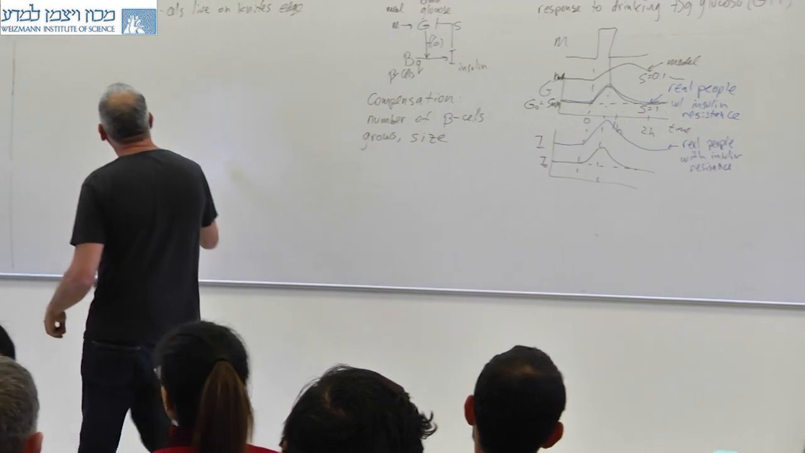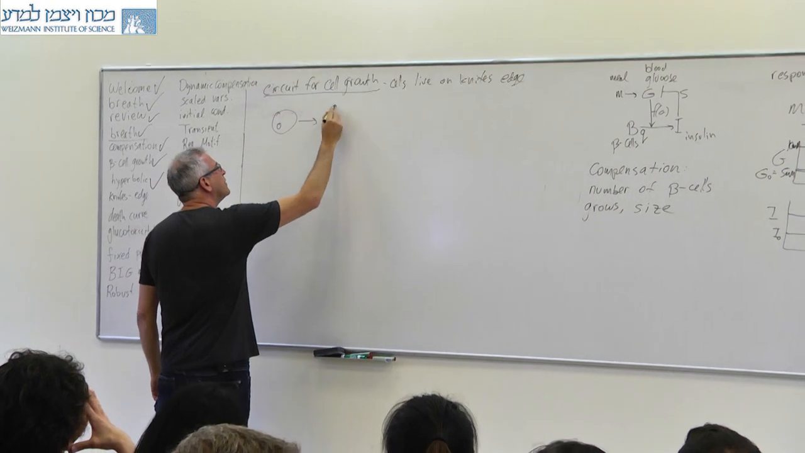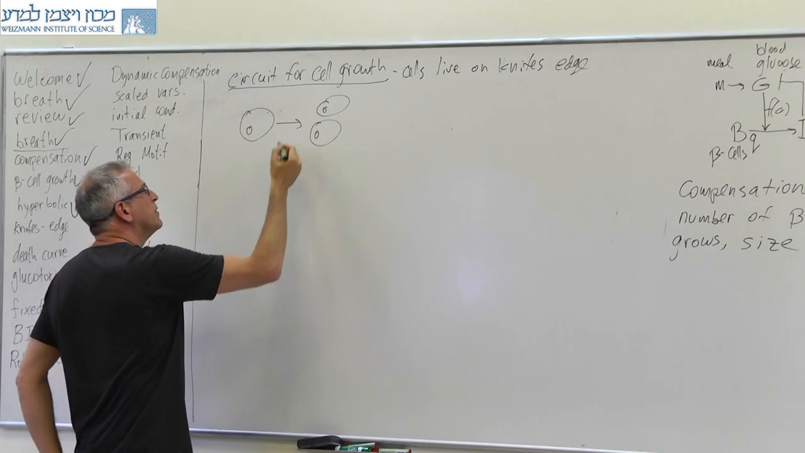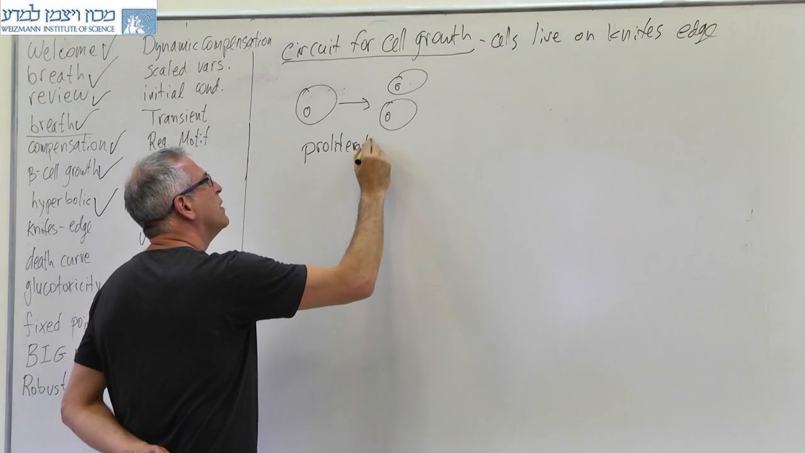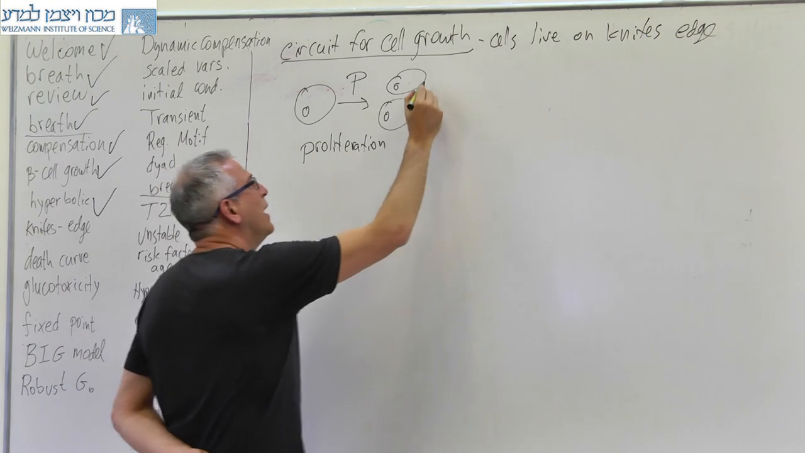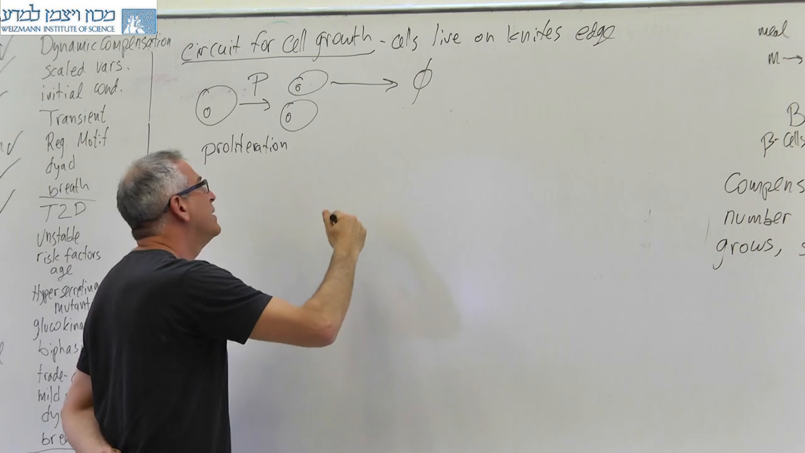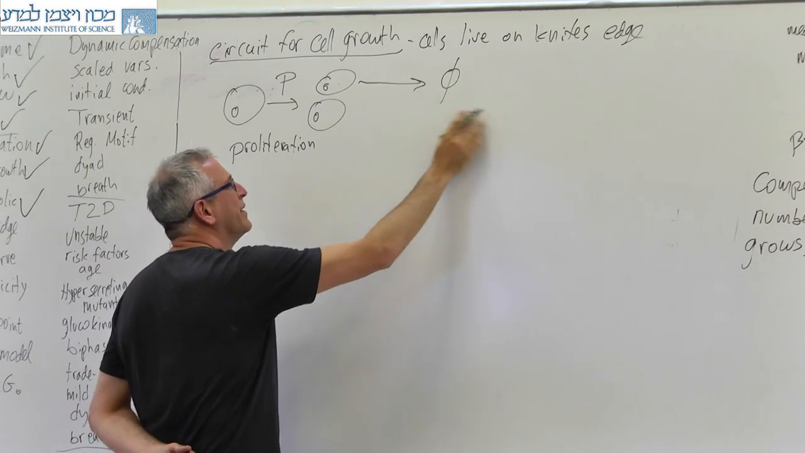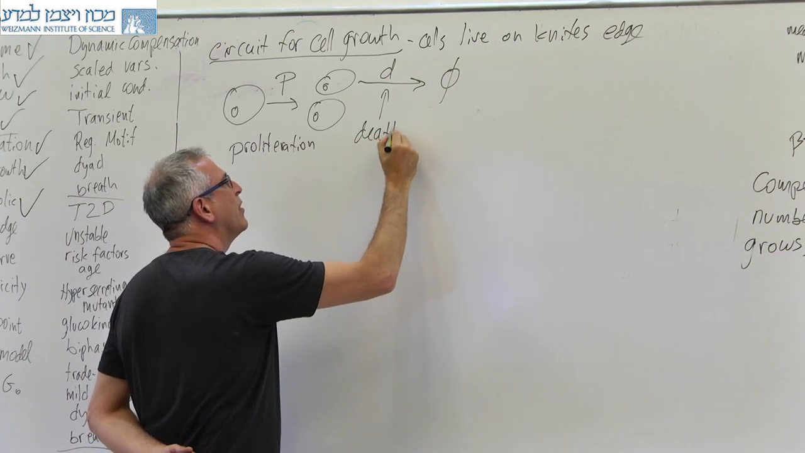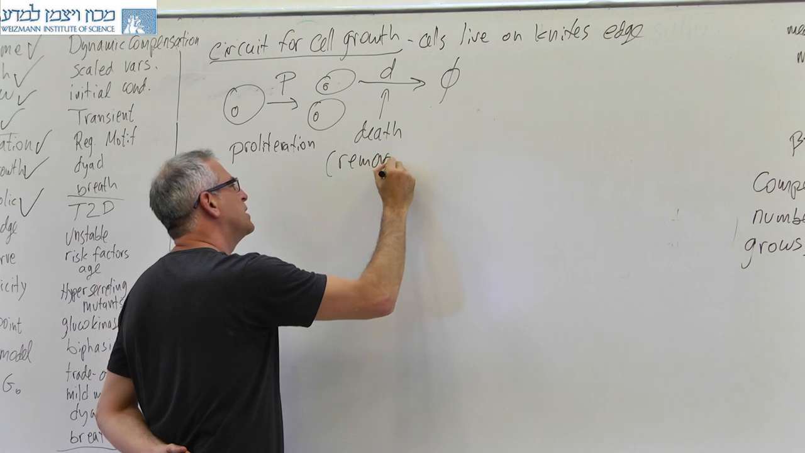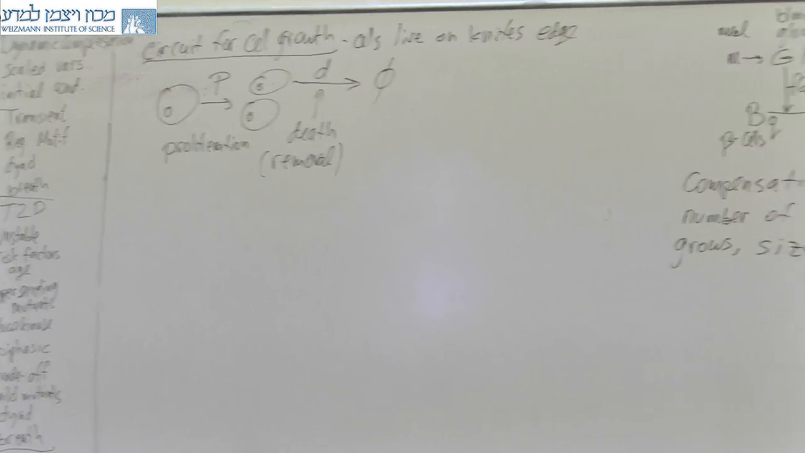So let's spell that out. Here's a beta cell, and it can divide, giving two. This is called cell division or proliferation, and its rate per cell we'll call P for proliferation. Then a cell can also die. This is the symbol for dying in systems medicine, and here we have a D. This is cell removal. It could be cell death, or de-differentiation, exhaustion, all kinds of things. So that's the process we're talking about here.